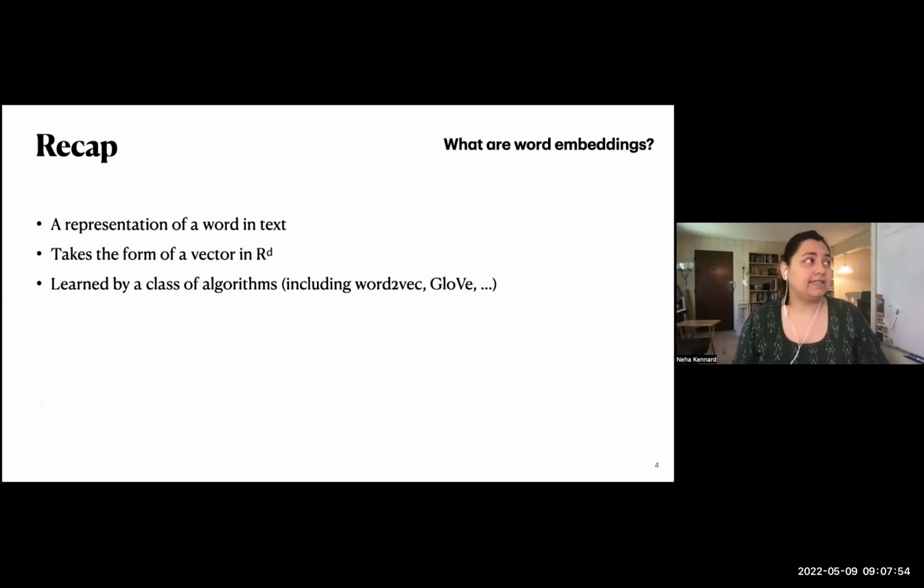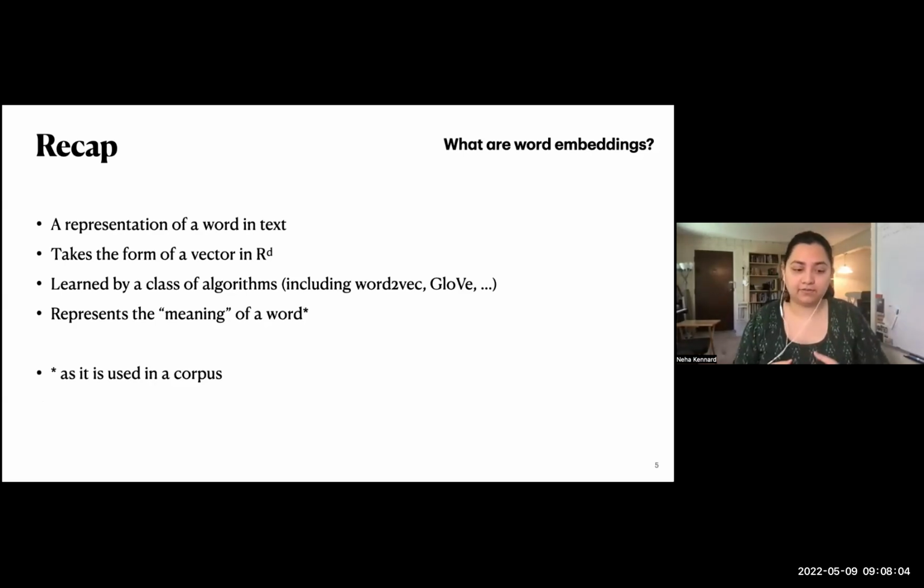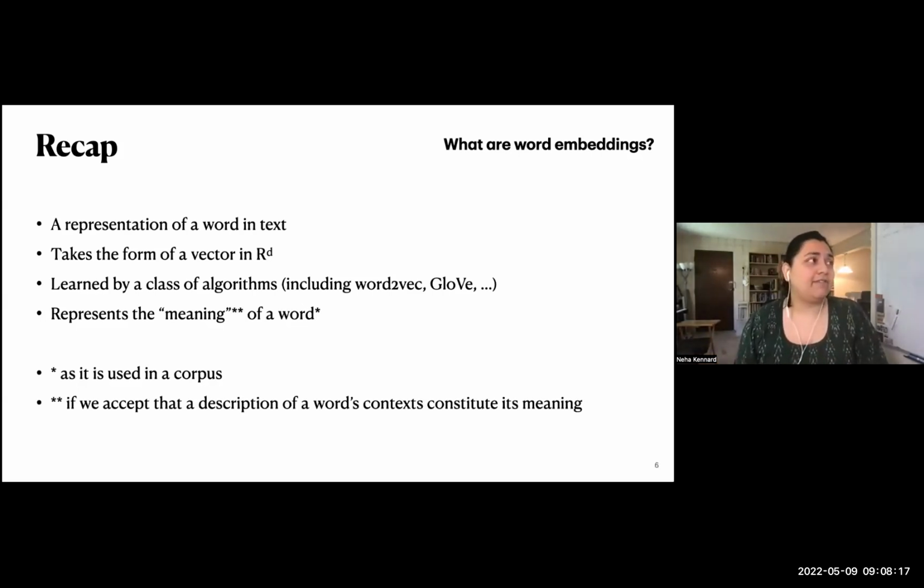And the idea is that these vectors represent the meaning of a word, and that comes with a couple of caveats. So first of all, when we say the meaning of a word, it's the way that it's used in a corpus. It's not some Platonic ideal of the meaning of the word. And that can work both in our favor and against us, and we're going to look at both of those outcomes in this talk. And the second caveat is it represents the meaning of a word if we accept that the description of a word's context constitutes its meaning. There might be linguists and philosophers who don't always agree about that, but we are going to take that as a given for the rest of this talk.